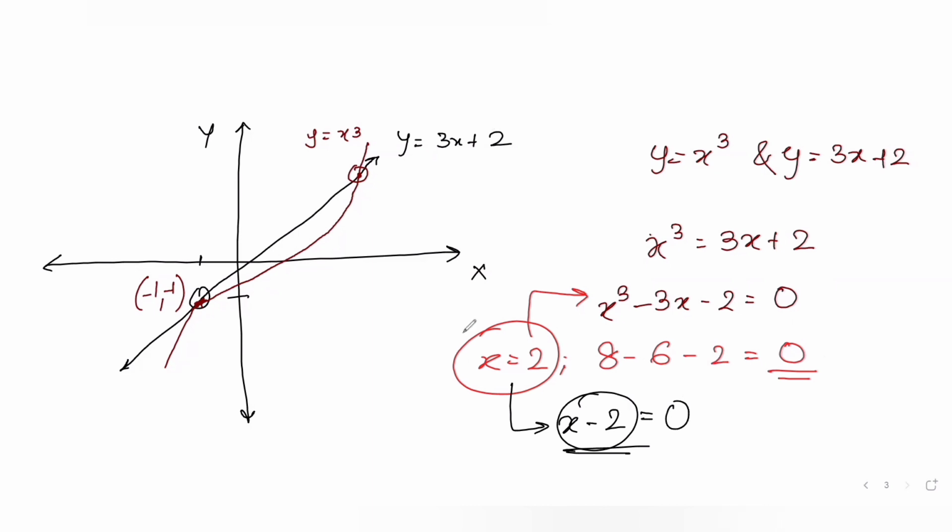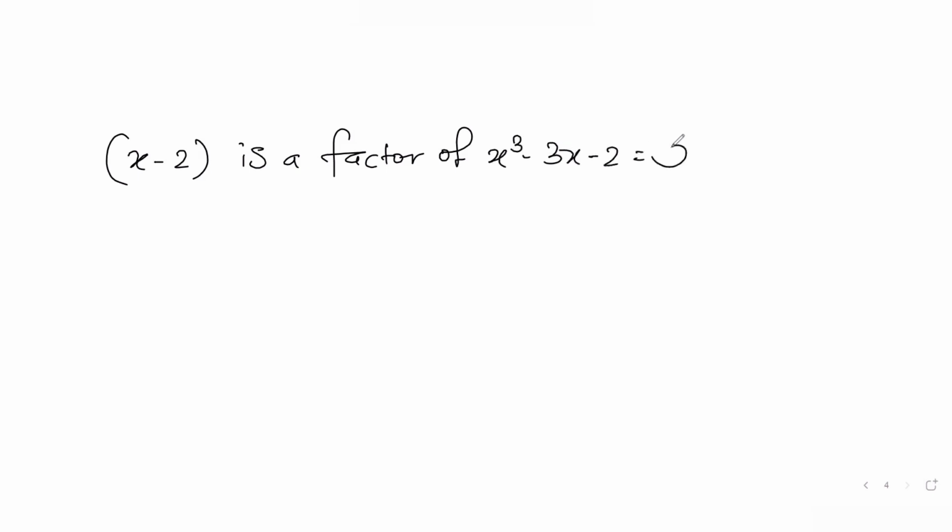So whenever we have our solution, we just take the solution on the left hand side and we get the factor. So I get x minus 2 is a factor of this cubic equation, x cube minus 3x minus 2. Now if I try to solve that cubic equation by the method of division to get my remaining factors, x cube plus 0x square, because there is no term for x square, minus 3x minus 2.